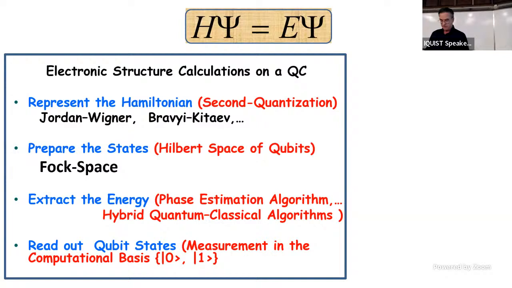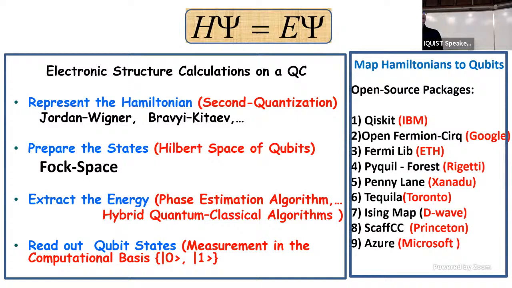Now I didn't go through the details of the mapping because you have so many open source packages, and all the companies in the field have it. You can go there and transform any Hamiltonian to the qubit space. So it becomes a routine subroutine that all the big companies offer, on how to do it, as open source packages.